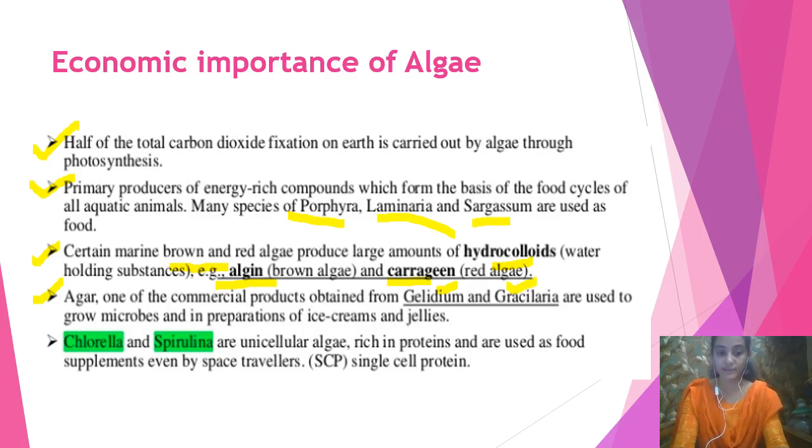And another economic importance: the algae Chlorella and Spirulina are very rich in protein and are used as SCP. What is SCP? Single cell protein. This protein is taken by space travelers or in diet procedures, where you can take a tablet and that can supplement your protein deficiencies.